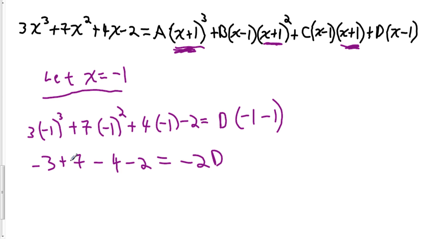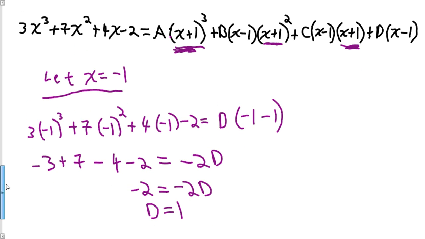So this is negative 3 plus 7 is 4. 4 minus 4 is 0. And 0 minus 2 is negative 2 equals negative 2d, which tells me that d is equal to the number 1. D is the number 1. So I found d by letting x equal negative 1, which was actually the 0 for this factor.